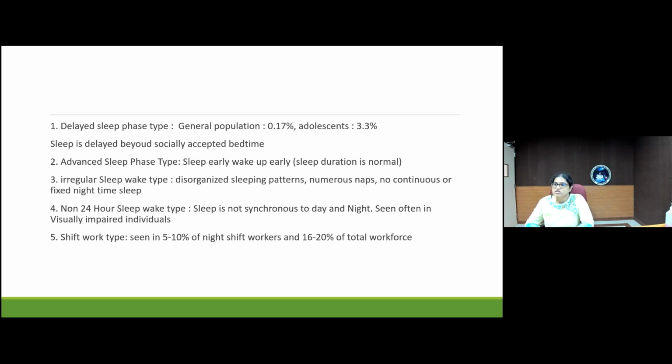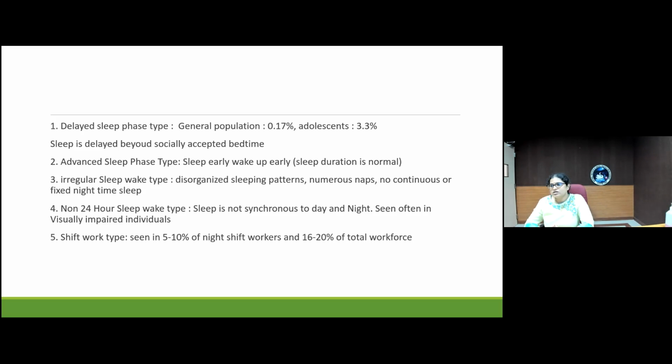Here, the sleep duration is normal. For example, a person may sleep at about 6 o'clock in the evening, but wake up by 3 o'clock or 2 o'clock in the morning. So here again, the sleep duration is normal, and the sleep quality is also within normal limits. Irregular sleep-wake type, wherein there are disorganized sleeping patterns with numerous naps, and no continuous or fixed sleep time.